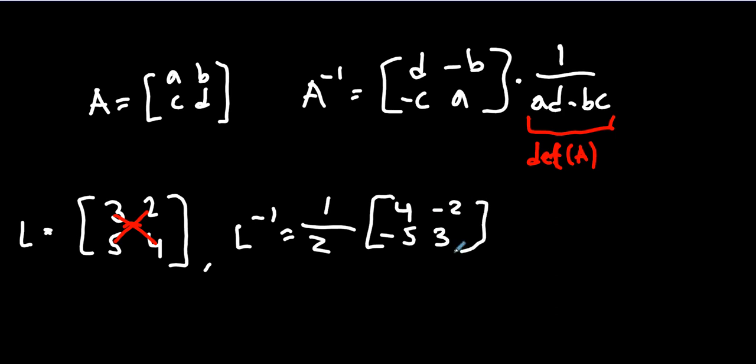Okay. So then, let's just simply multiply by the scalar. So we're going to have simply a 2 by 2 with elements 2, negative 1, negative 5 halves, and 3 halves. So this is going to be your answer for this problem.